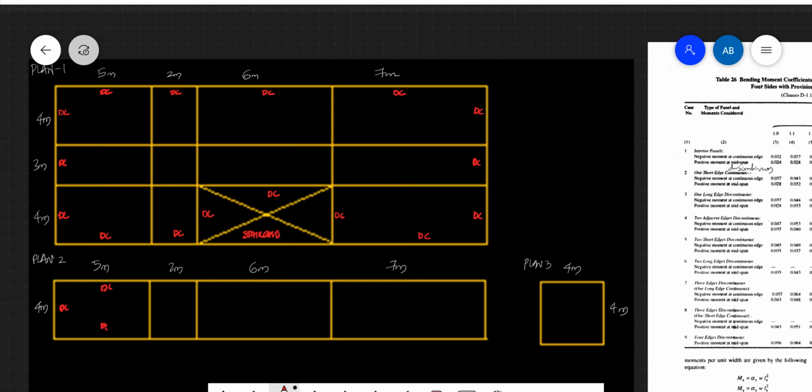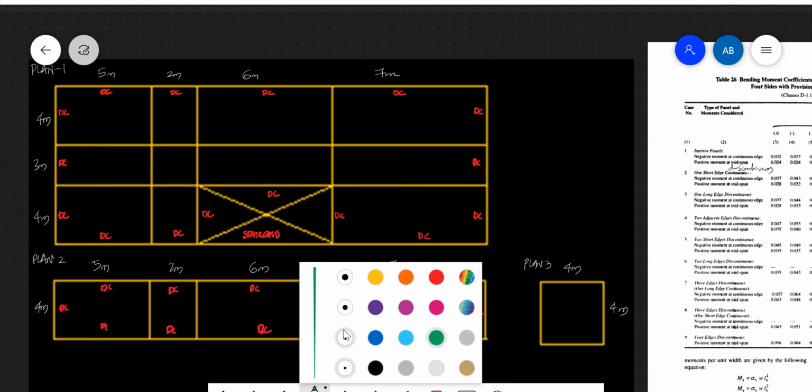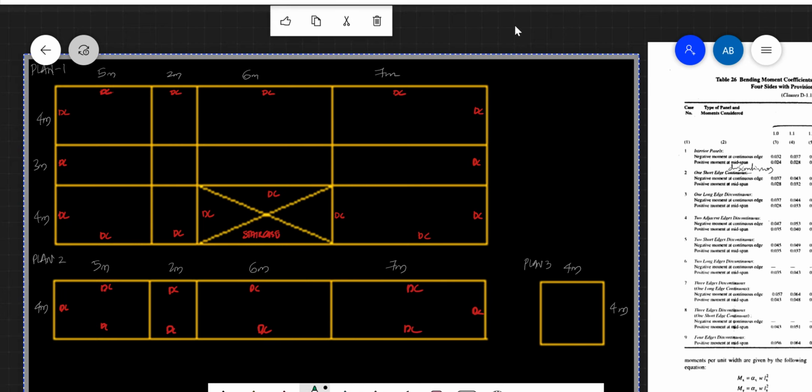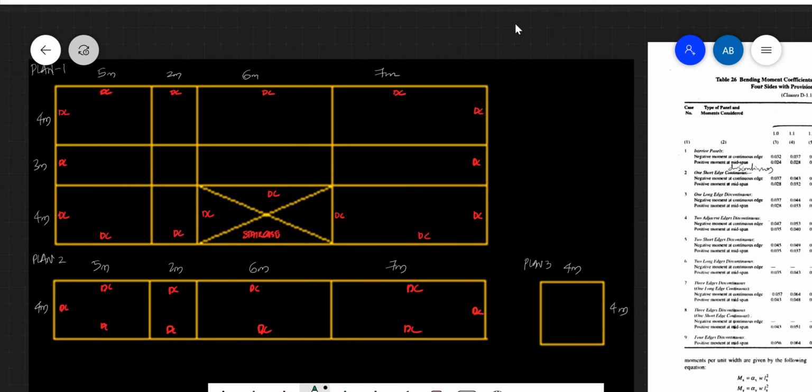See, these edges are discontinuous edges. These edges are discontinuous edges. Now, if I'm taking this, you could see there is continuity over here. You could see there is continuity over here. So I'll call these edges continuous edges.